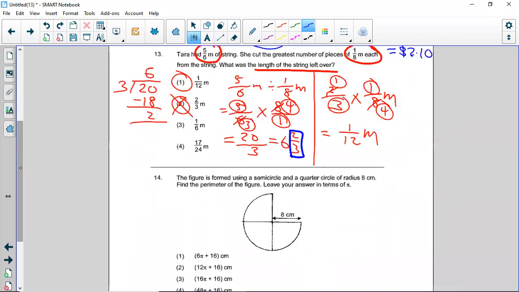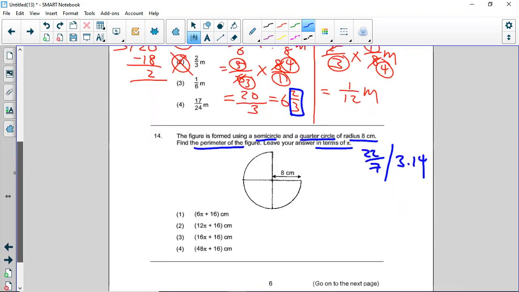The figure is formed using a semicircle and a quarter circle of radius 8 cm. Find the perimeter of the figure. Leave your answer in terms of pi, which means that you don't have 22/7, neither do you have 3.14. You just have to use the pi. All right, just put the pi into your answer. So what do you mean?